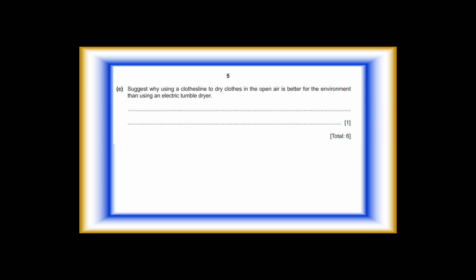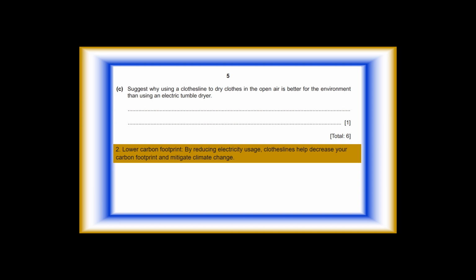1. Reduced energy consumption. Tumble dryers require significant electricity to operate, contributing to greenhouse gas emissions. Clotheslines harness the sun's free energy, eliminating this energy consumption. 2. Lower carbon footprint. By reducing electricity usage, clotheslines help decrease your carbon footprint and mitigate climate change.